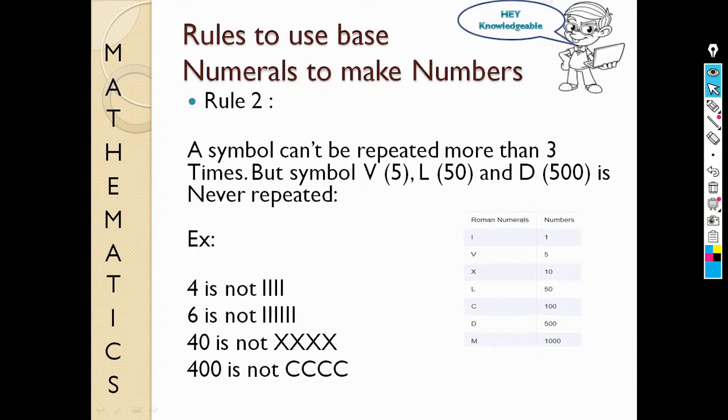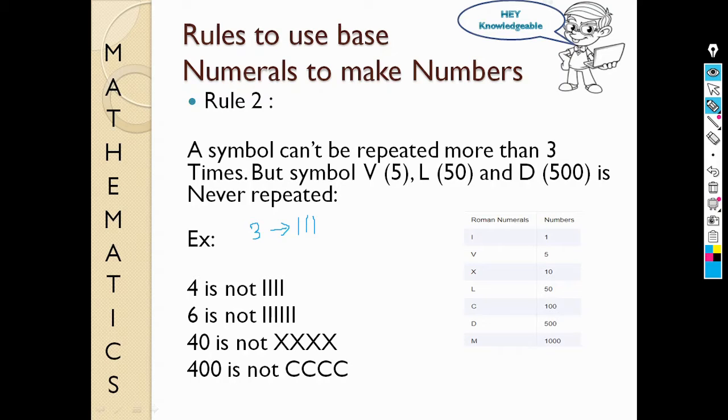So let's go to rule number 2. Rule number 2 says, a symbol can't be repeated more than 3 times. But the symbols V, that is 5, L, that is 50, and D, that is 500, are never repeated. We had already seen how to write 3. So 3 we were able to write by repeating I 3 times.